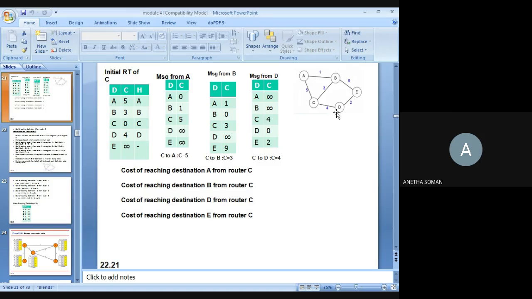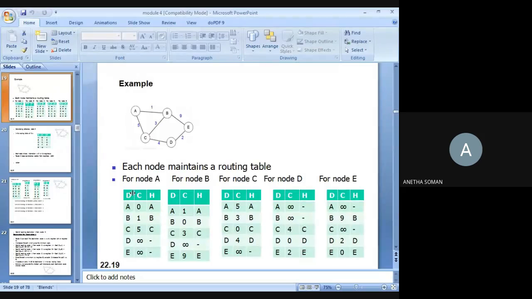I have told you they will share only the first two columns of their routing table. From A, you will be getting the first two columns. Initially, this is the step. A's first two columns are this much, what I am highlighting: A0, B1, C5, D infinity, and E infinity. Similarly, the next neighbor is B, so I'm getting the first two columns of its routing table.